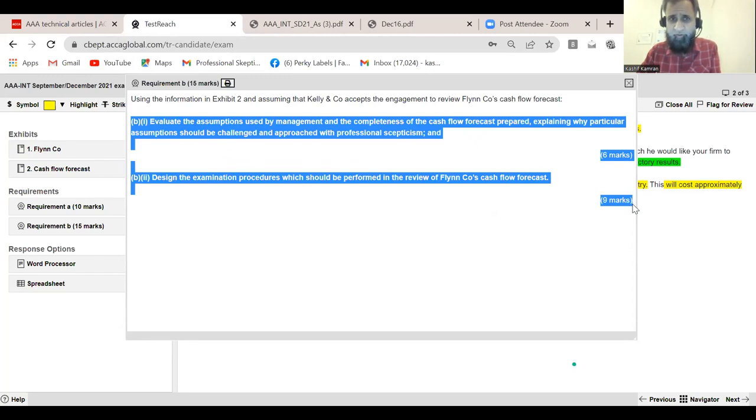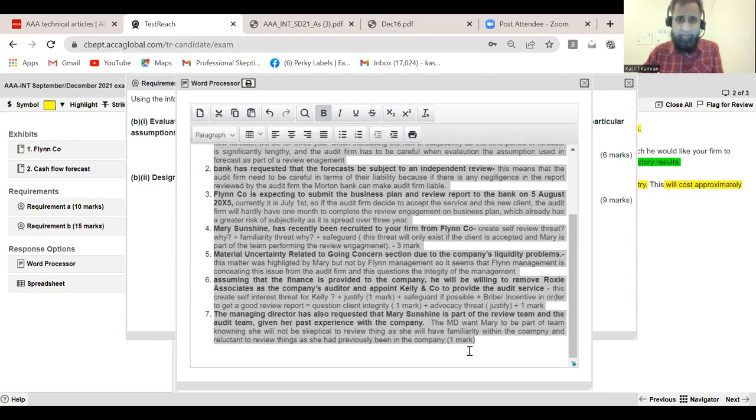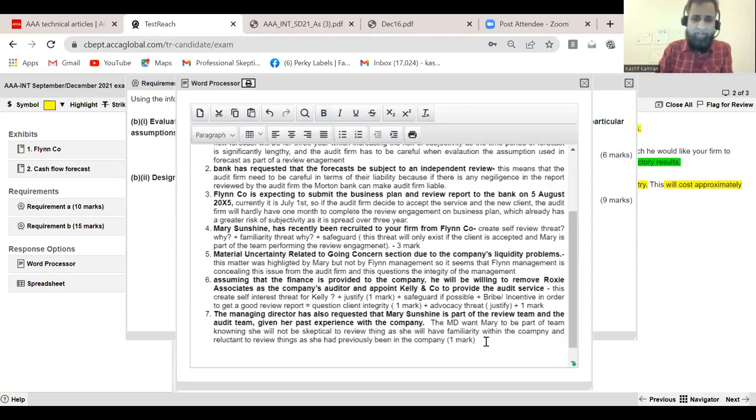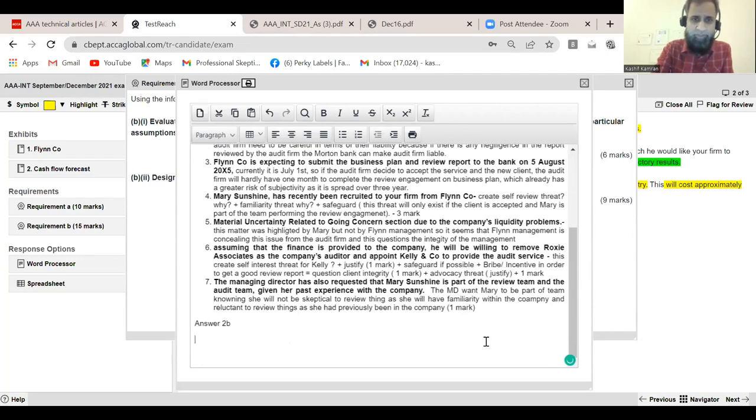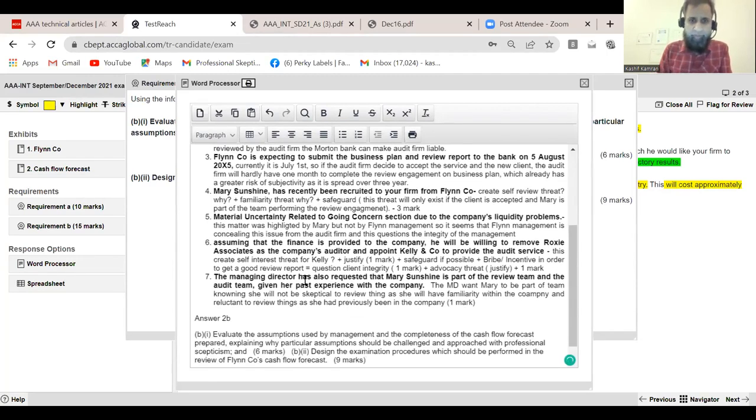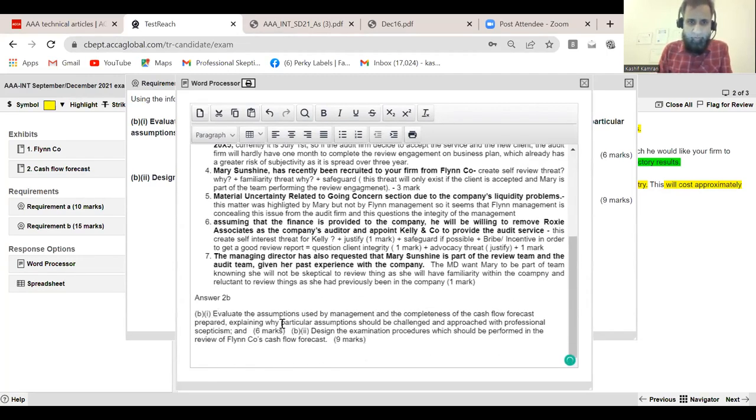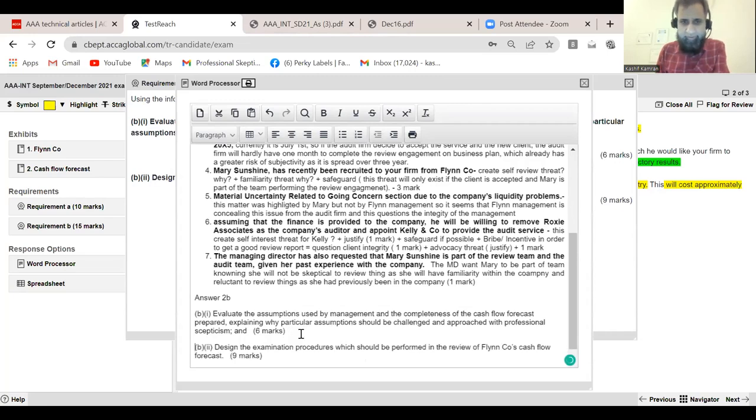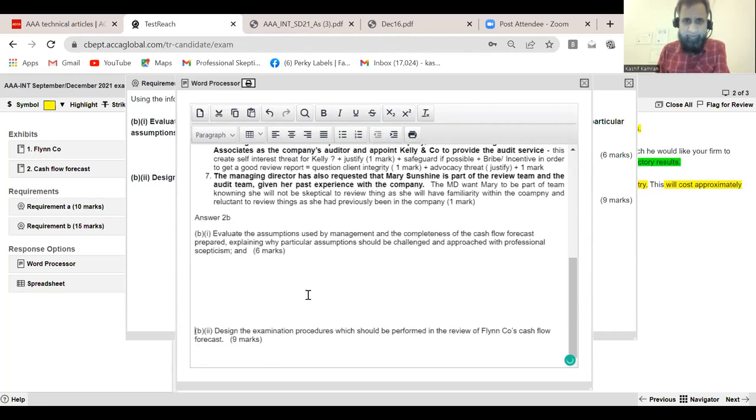Look at this question on your screen. I'm just copying the question and taking it to my word processor. And in the word processor, I write here 'Answer to B', and I copy-paste the question here. So this is the first one. This is the second one. This is what I need to do in the exam. So B1, evaluate the assumptions, and B2, design the procedures, right?